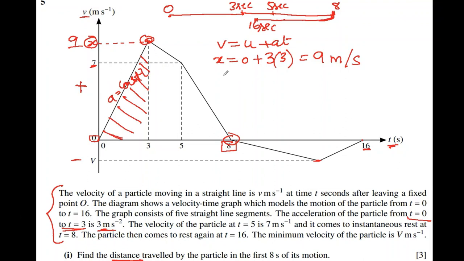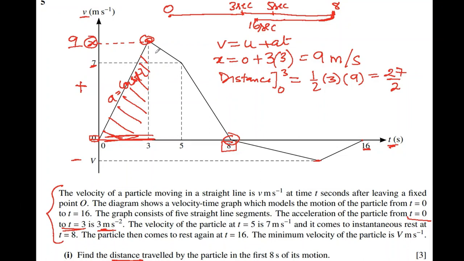What is the area of a triangle? So let's write distance. Distance from 0 to 3 seconds will be the area of this triangle, which is half times base 3, height we know now is 9, so it comes to 27 over 2. Just keep it like this.